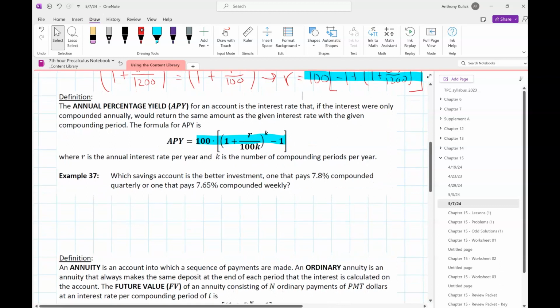Very common situation: which savings account is the better investment? One that pays 7.8% compounded quarterly, or one that pays 7.65% compounded weekly? Because these are investments, are we going to want the bigger interest rate or the smaller one for putting money into a savings account? Which one would be better for us as the consumer?